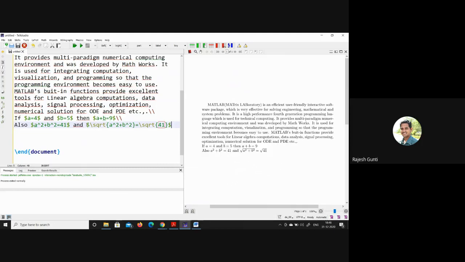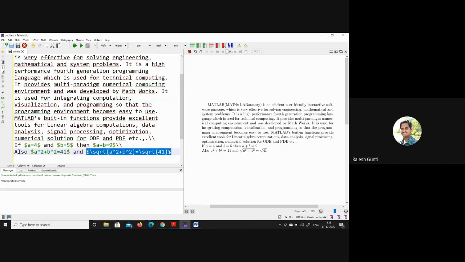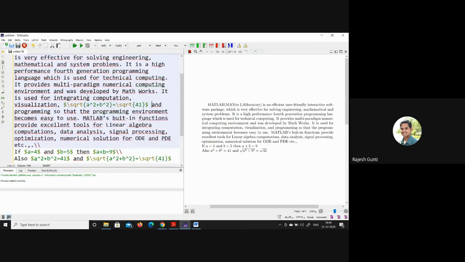Suppose I am copying this one, Control C, and I give it in between anything. In between is numerical. I am giving here Control V. See this one, the beauty of this LaTeX document. Everything will be aligned very nicely and properly. Square root of a square. If you take a LaTeX document, see this one.